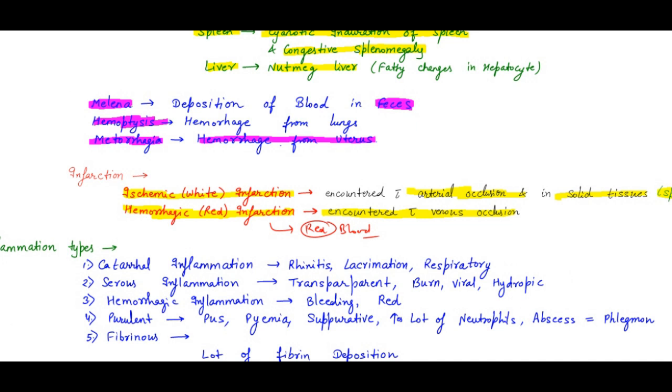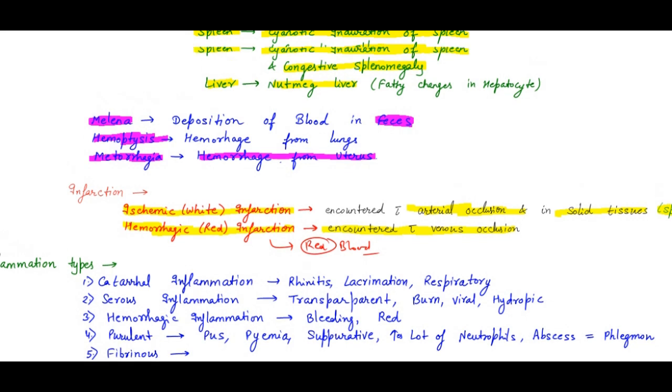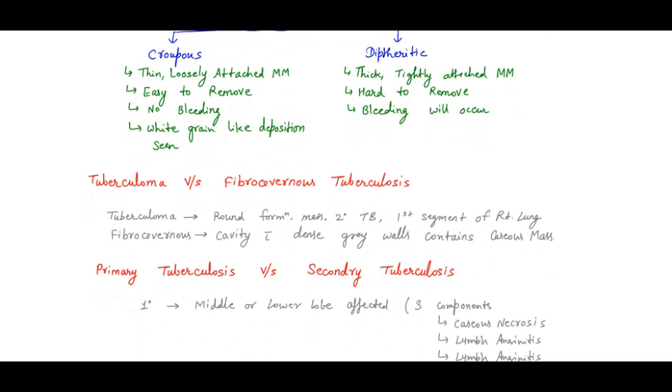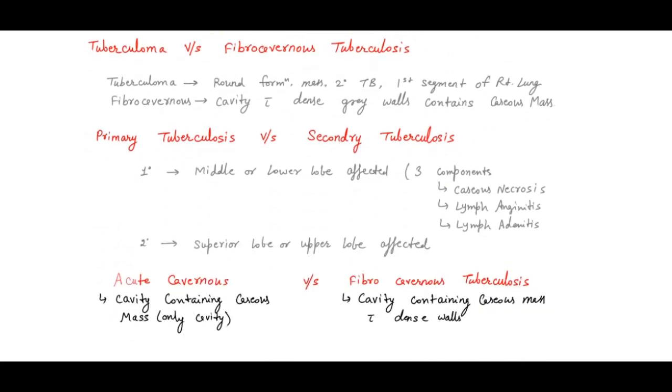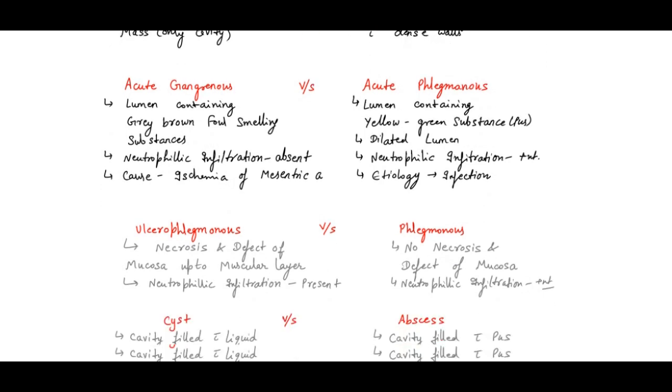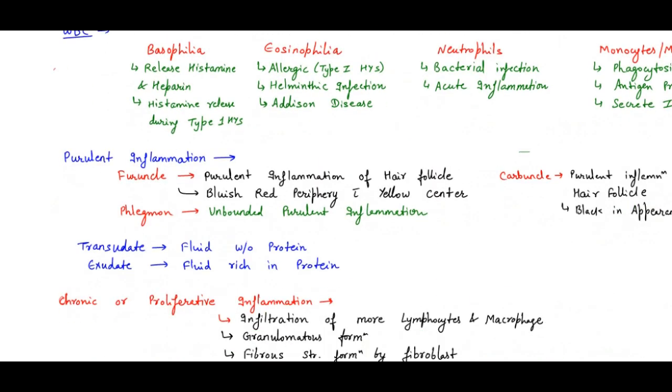Please watch the next part. The next part has the confusing topics. If you have confusion like what is pus, what is an abscess, we will discuss everything there. In inflammation, we will study tuberculoma versus fibrocavernous, primary tuberculosis, secondary acute cavernous, fibrocavernous, acute gangrenous, acute phlegmonous. We will discuss everything in this condition.